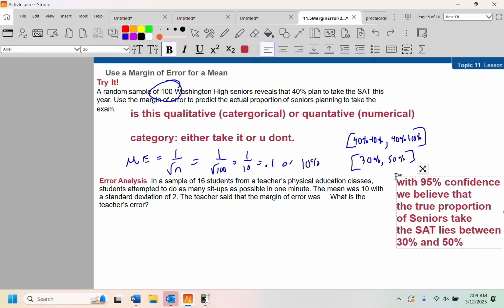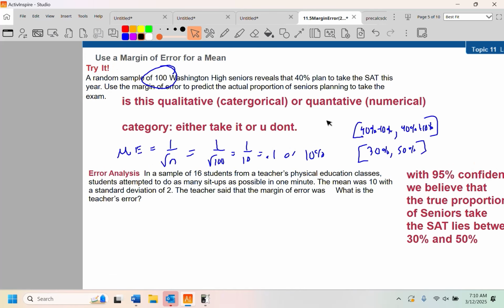All right, we have an error analysis one here. I like it because this one's done by a coach. A sample of 16 students from a teacher's physical education class attempt to do as many sit-ups as possible in 1 minute. The mean was 10 with a standard deviation of 2. It seems the teacher said the margin of error was 1/4. What is the teacher's error?